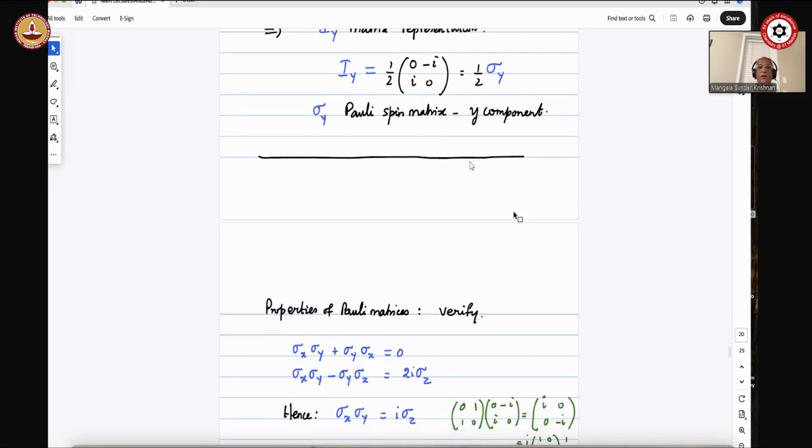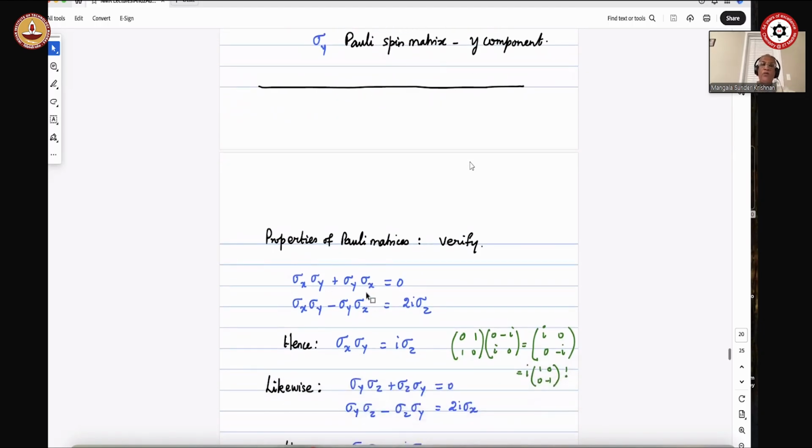Now, the interesting thing is, I want you to verify this. You take the product of the matrix sigma x and sigma y, and you add it to the product of the matrix sigma y and sigma x, the answer is 0. Likewise, if you take the product of sigma x and sigma y, and the product of sigma y and sigma x, but take the difference between the two, the answer you get is 2I sigma z. Therefore, the commutator of sigma x and sigma y is 2I sigma z.